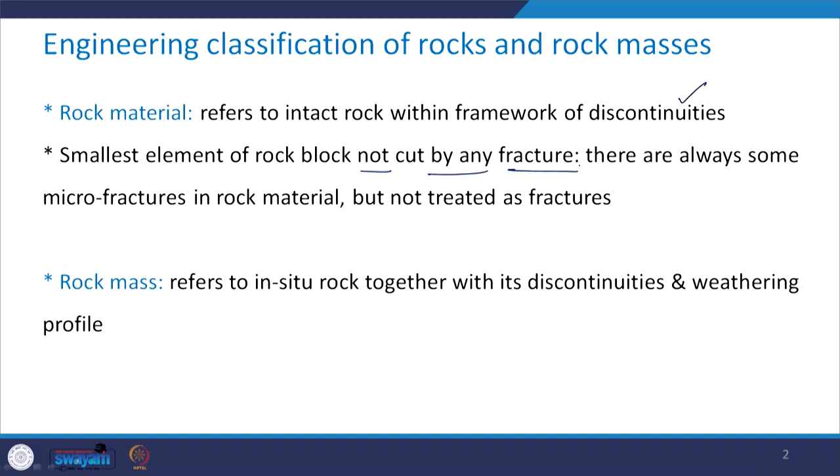So when I say rock material, this refers to the intact rock within the framework of discontinuities. It is the smallest element of rock block which is not cut by any fracture, although there are always going to be some micro fractures or micro cracks in the rock material, but these are not treated as fractures. Now coming to the concept of rock mass, basically it refers to the in situ rock together with its discontinuity and weathering profile. So when we have the intact rock plus the discontinuity, this is called the rock mass.